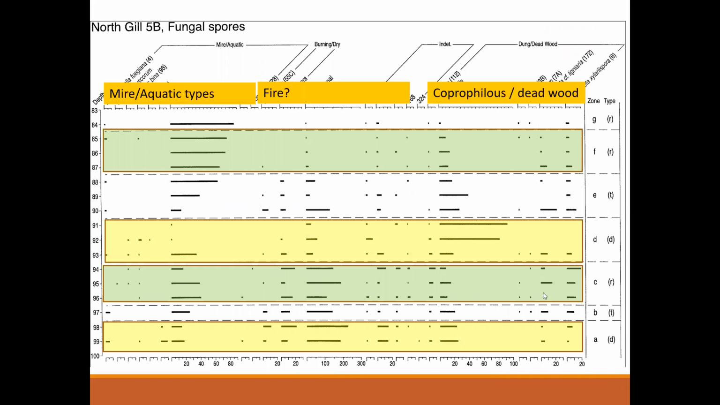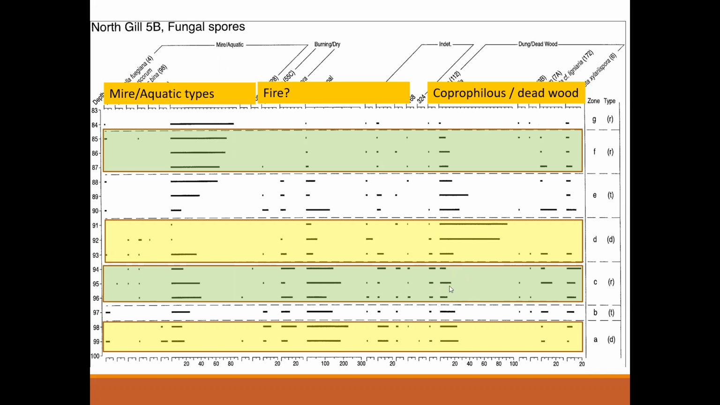So if you look back at North Gill site again, and this is a summary, these are some of the fungal spores in those same phases of disturbance, transition, regeneration, etc. And what we showed was that fire indicators were present in the beginning, in this first open phase, with some coprophilous fungi. This is Sporormiella, the obligate dung fungus, or 99% obligate dung fungus.